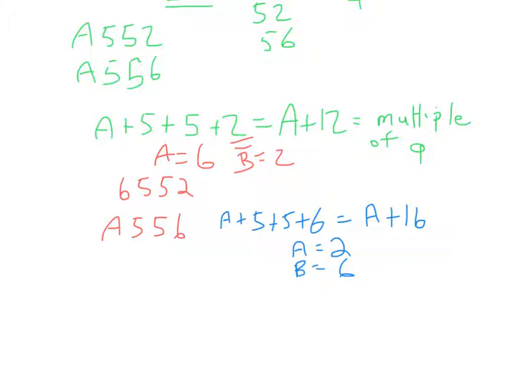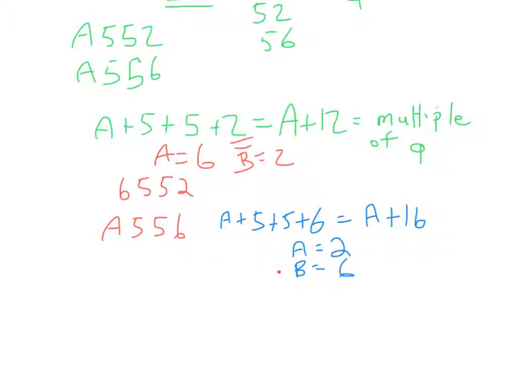And so then if we try the other possibility when we end in a 6, then we know that A plus 5 plus 5 plus 6 has to equal a multiple of 9, 18 or 27. But when we add them up, we get A plus 16. So the only way to get to a multiple of 9 is A equals 2.